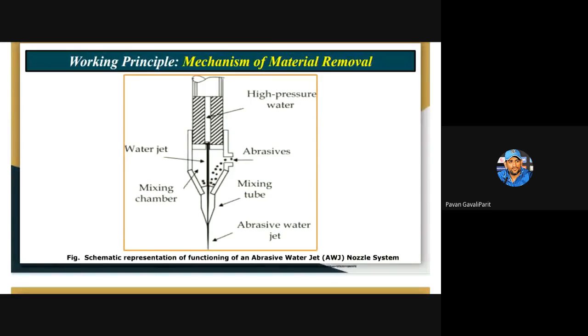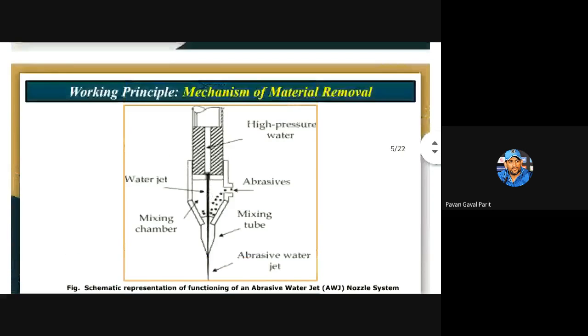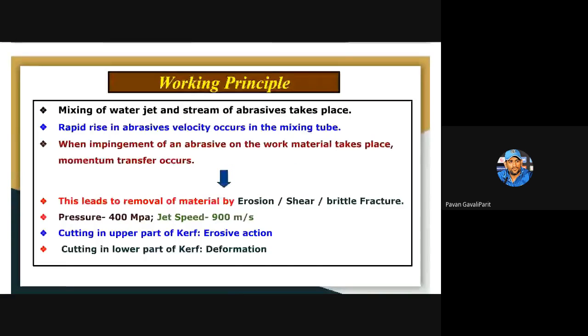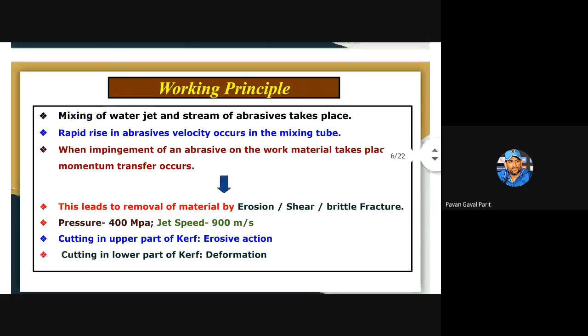That means there will be an action, and that action is erosion. I have shown it here also. Material removal will happen due to the momentum transfer, and that momentum comes from the kinetic energy of the abrasive water jet. So material removal here will occur due to erosion, shear, or brittle fracture.